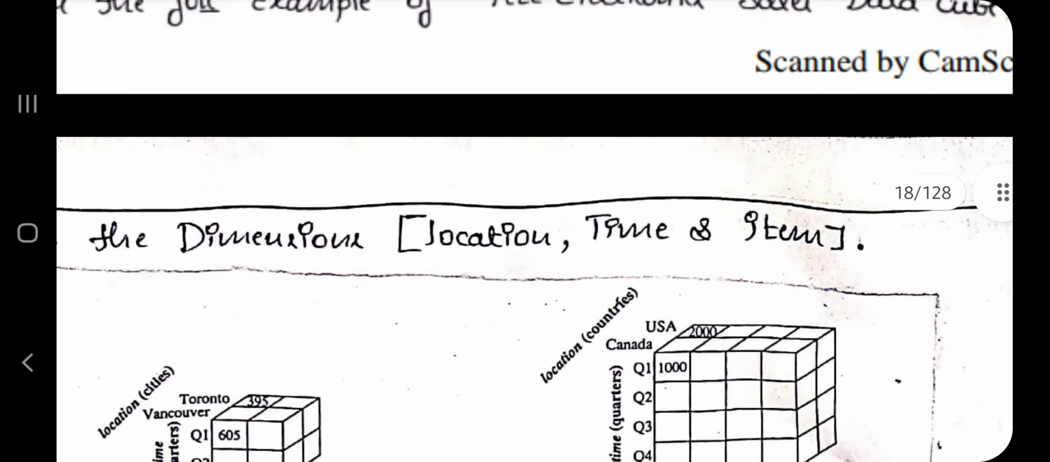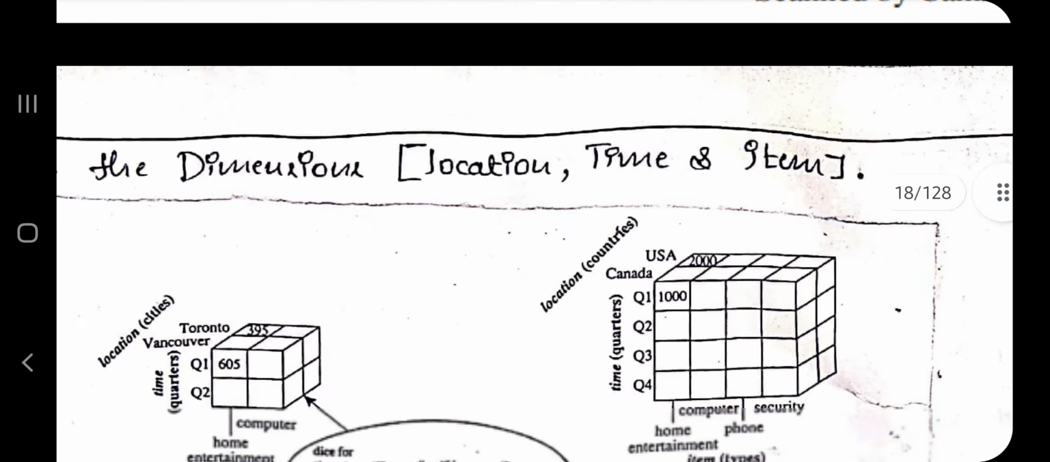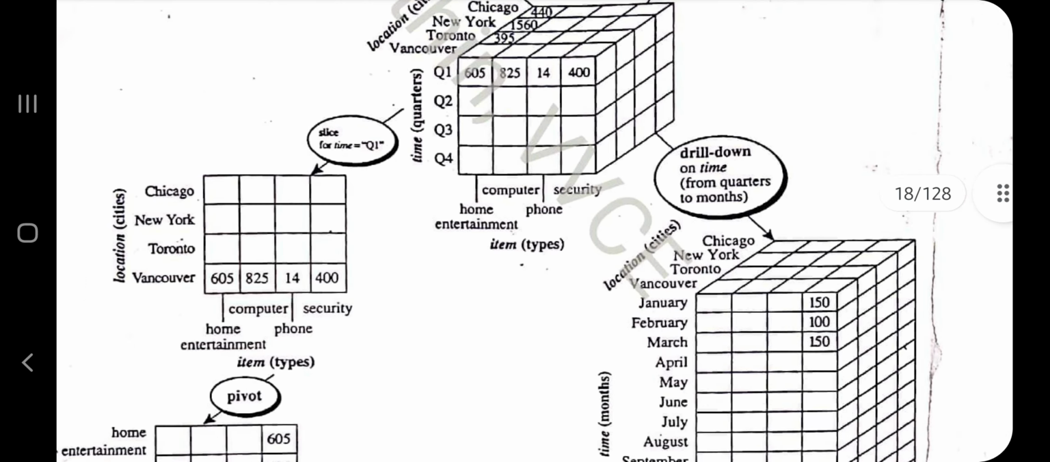Then we have the last one, which is pivot or rotate. Pivot or rotate means if you want to see the same thing in different dimensions, at that time we do the pivot operation. See here, locations are present here and the items are present here. If I do the rotation operation with respect to the items, the locations will come here, the items will come here. Just seeing the same thing through a different perspective is called rotate. It was pivot and rotate.